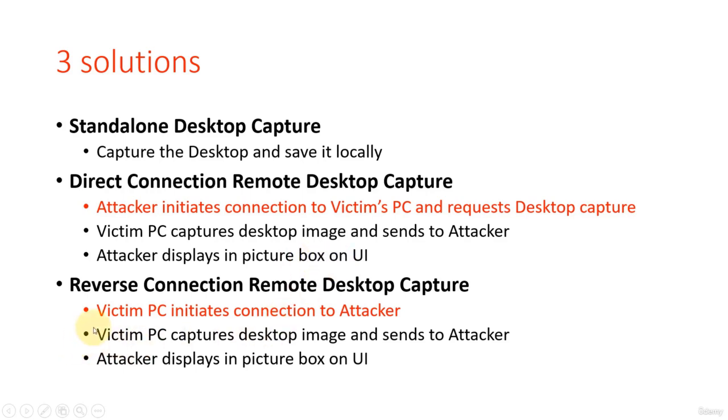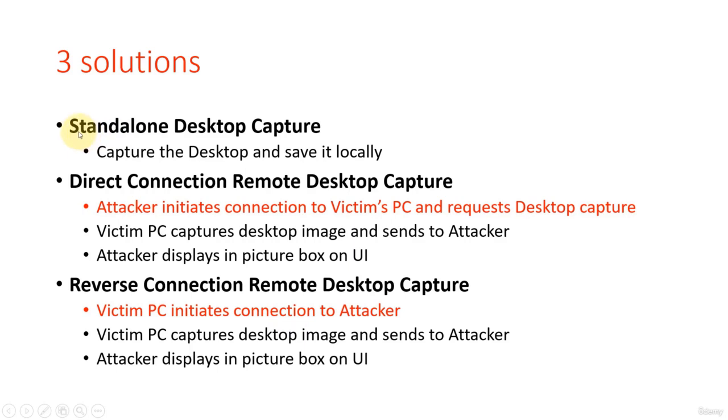And then the third type of solution is reverse connection remote desktop capture. In this solution, the victim PC initiates connection to the attacker. And then the victim's PC captures the desktop image and sends it to the attacker. The attacker then displays it in a picture box on the user interface. The difference between the second and third one is who initiates the connection. In the second method, the attacker initiates the connection. In the third method, the victim PC initiates the connection to the attacker.